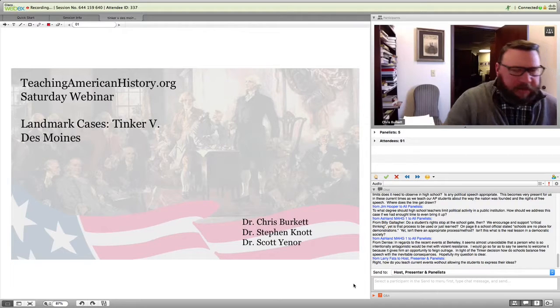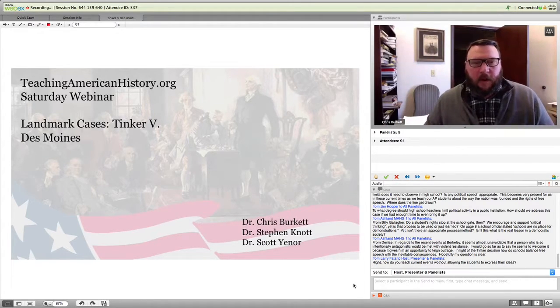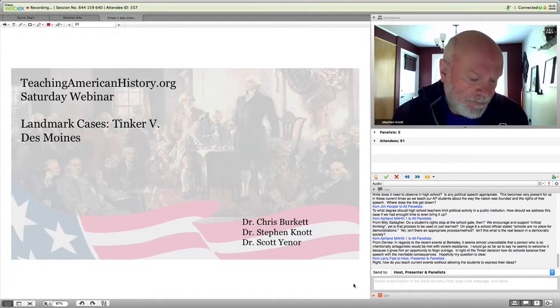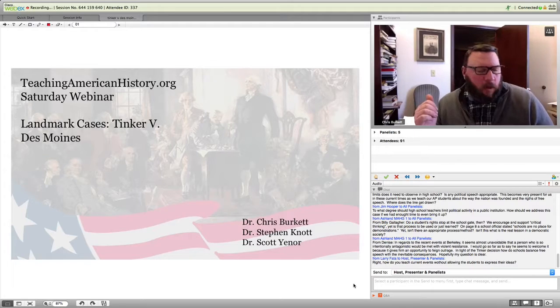Justice Black points out in his dissent that there was a lot of disturbing of the peace going on. Right. And as you both pointed out earlier, this was intentional. That was precisely the intent of whoever came up with the idea of the black armbands, was to sort of disturb the peace within schools.